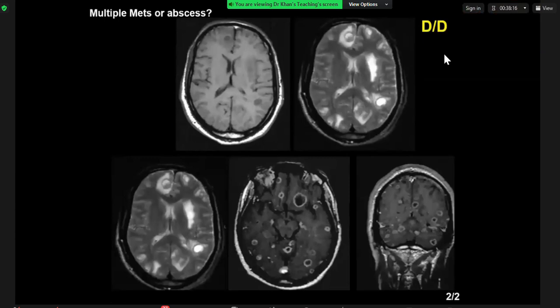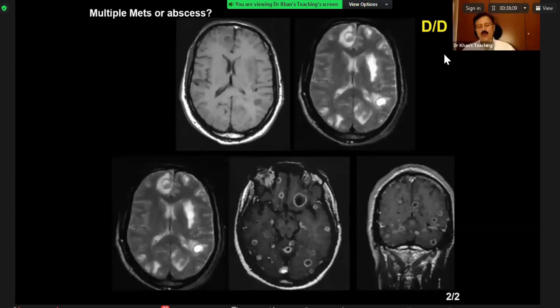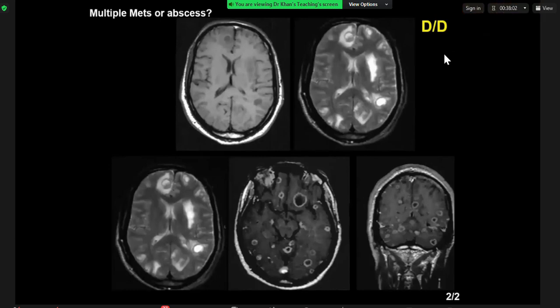Okay, so these are 4 axial slices and a coronal slice of an MRI of this patient. You see, we are short of time, so just answer the question I am asking. We know that these are multiple ring enhancing lesions. You just tell me the differential diagnosis of multiple ring enhancing lesions. It can be metastasis, abscesses, multiple cavernomas, neurosarcoidosis. Cavernomas will enhance like this.